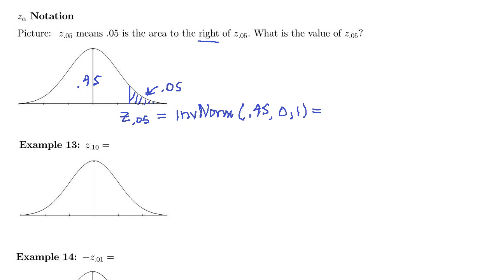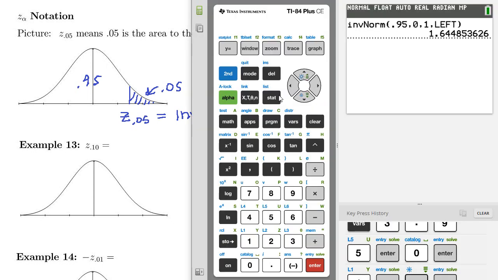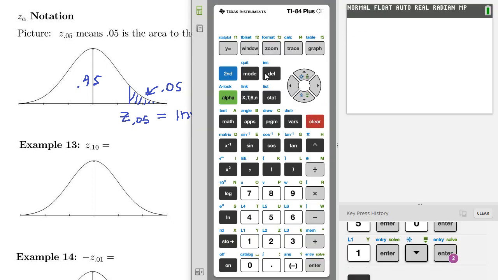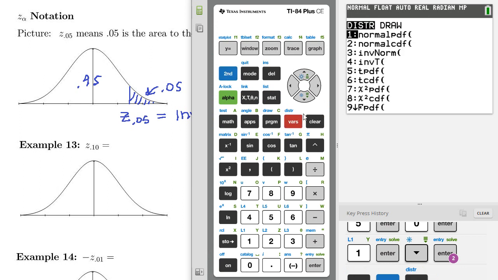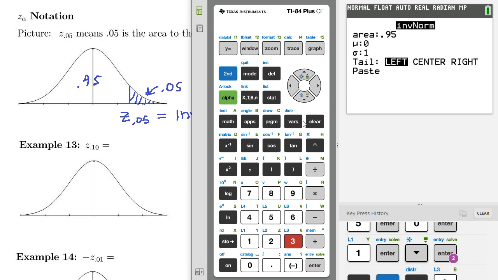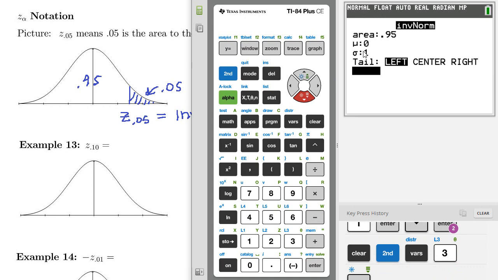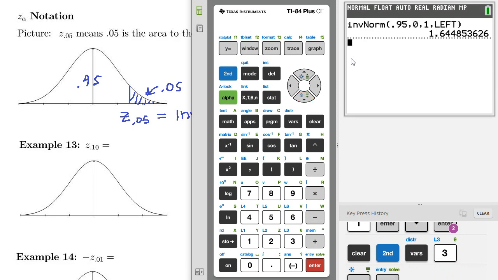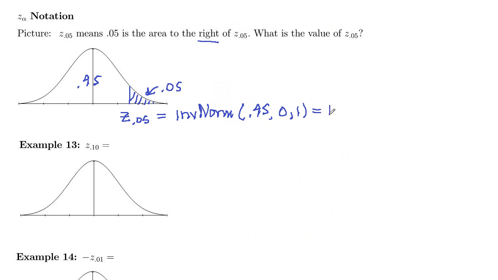So let's go ahead and compute that in the calculator. We want to go to second variables, option 3 for inverse norm. Our left area, 0.95, mean 0, standard deviation 1. So those are by default 0 and 1, so you may not have to change them. Paste, enter. 1.645 to 3 decimal places.